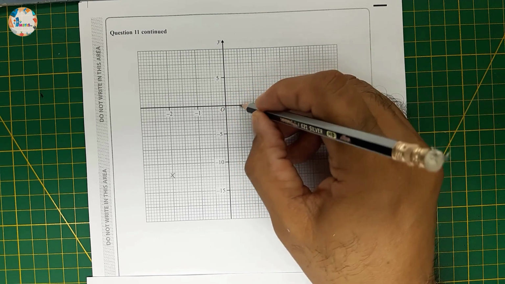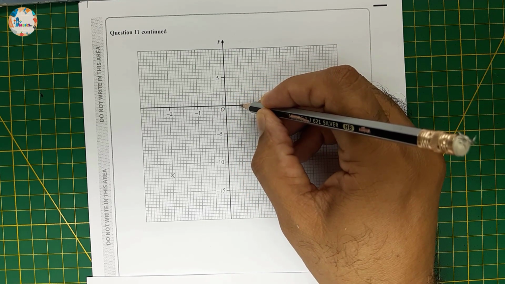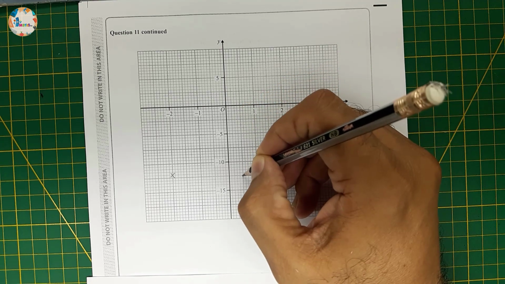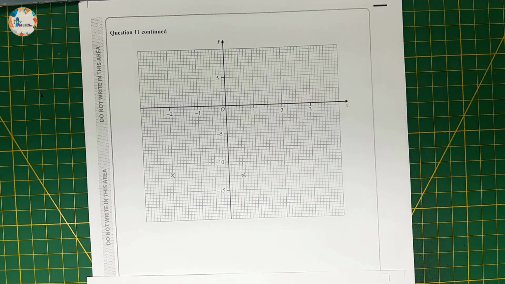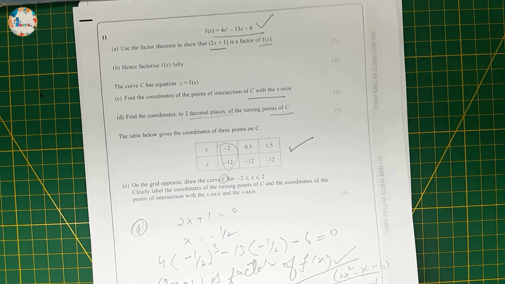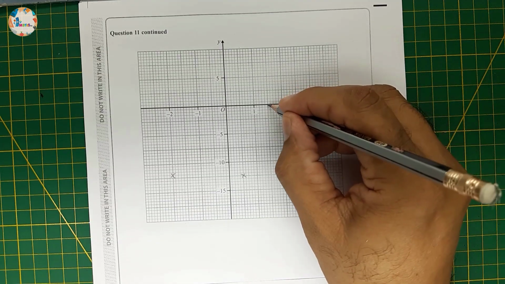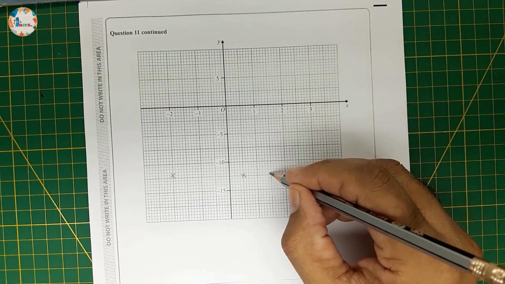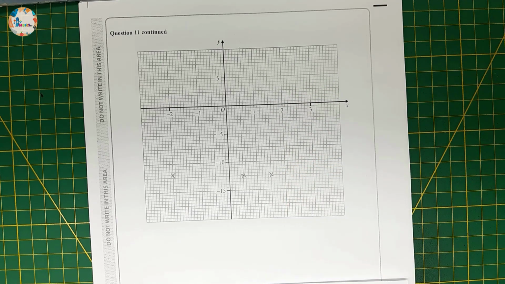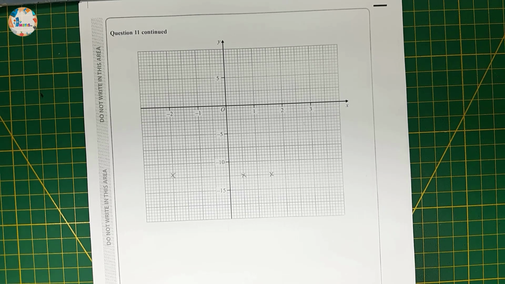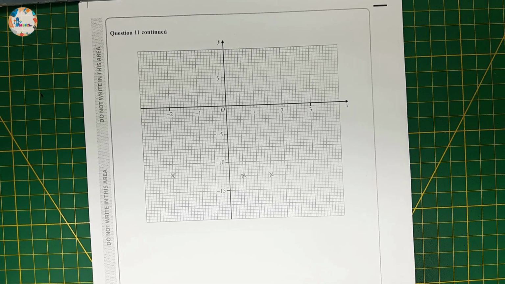0.5 will be this one, and minus 12 again will be this one, and 1.5 and minus 12. So all these 3 points are over here. They have provided us these values. Now we'll have to use our brain to properly draw this curve.